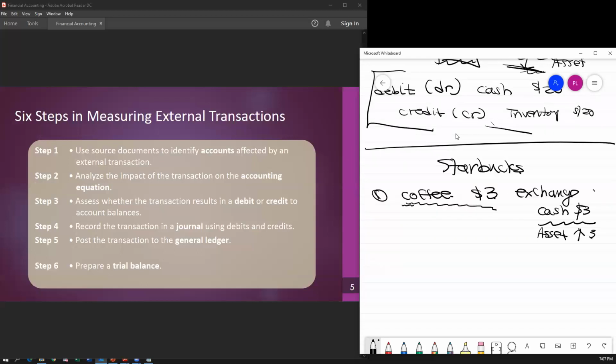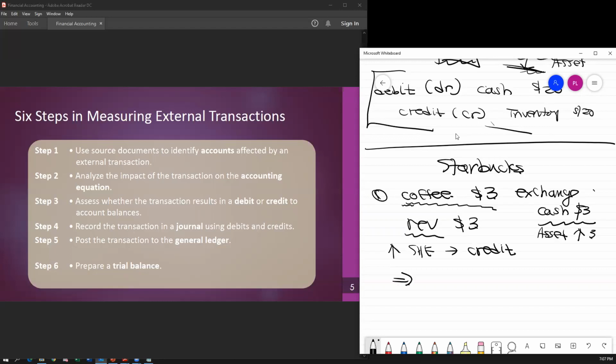When Starbucks sells coffee to a customer, that's a revenue, right? So you're going to be recording revenue of $3. Now revenue falls under retained earnings, which falls under shareholders' equity. Now when we increase shareholders' equity, we said we credit.